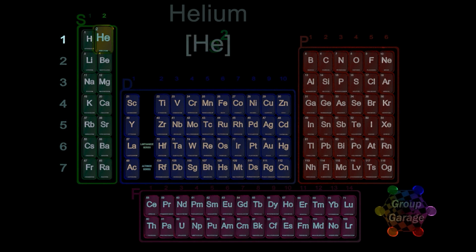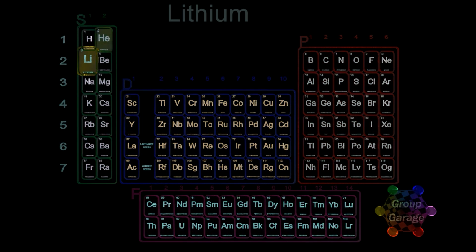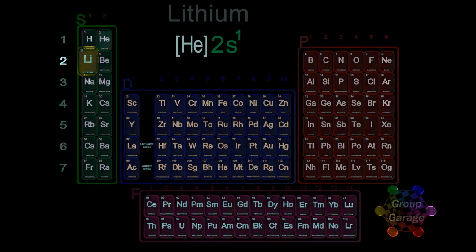Since this is a noble gas and the electron shell is full, we could write this easily as He for short. If we simply went on to the next row, lithium, we could write the noble gas from the first row, helium, and then use the same process, 2 for the second period, followed by s1 for being the first electron in the sharp or s block.